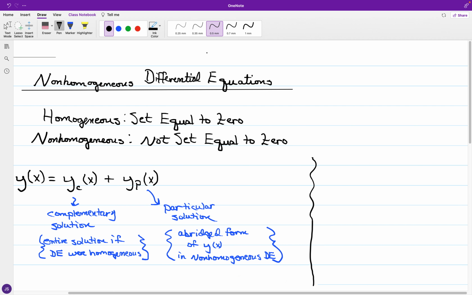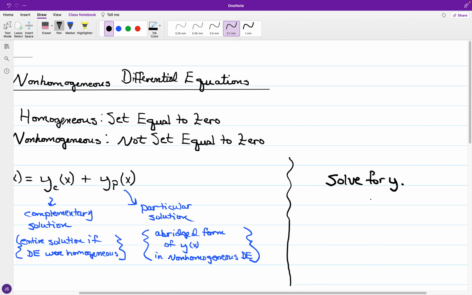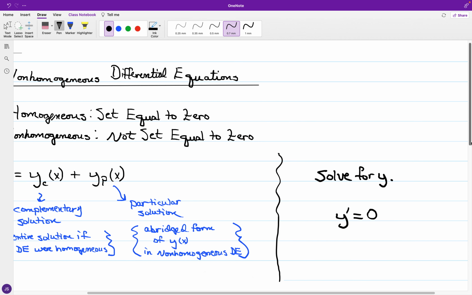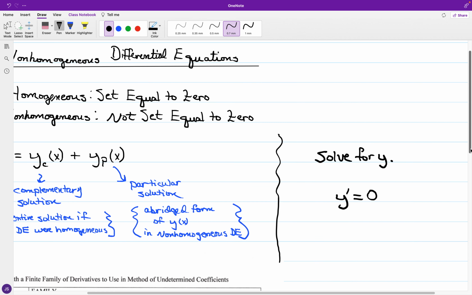I'm going to start out by working with a homogeneous equation. Say you have a first order homogeneous differential equation, and we're solving for y. We say that y prime is equal to 0. So you have y prime is equal to 0.